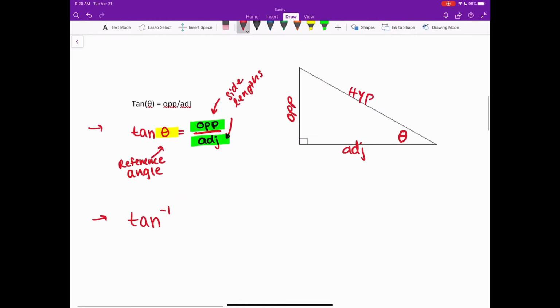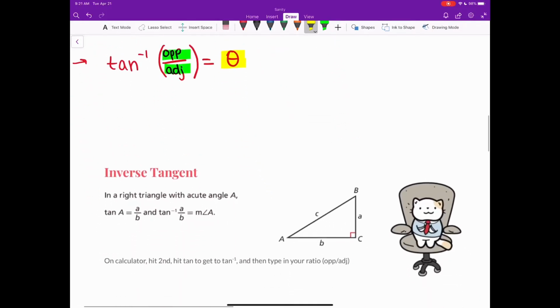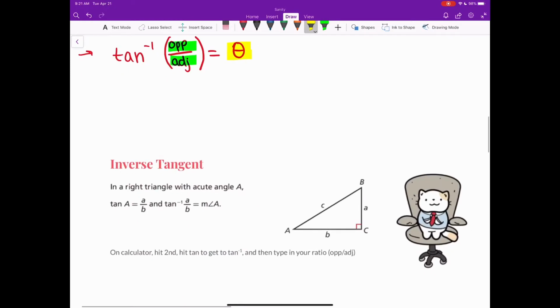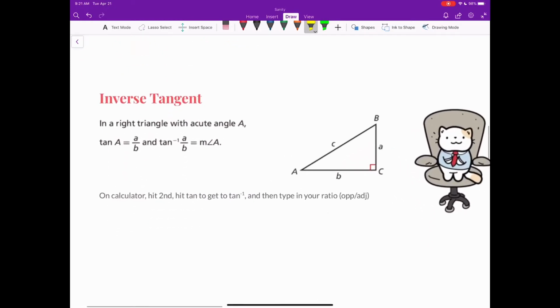So tangent inverse of, now instead of theta, I'm going to take an input of my ratio opposite over adjacent. So tangent inverse of opposite over adjacent equals an output of theta here. So that's what the inverse tangent function does. It takes an input of a ratio and it will give you an output of the angle measure. This is what's in your book. I don't care if you prefer this one here or if you like the inverse tangent one from the book here. I'm just going to go through it one more time.